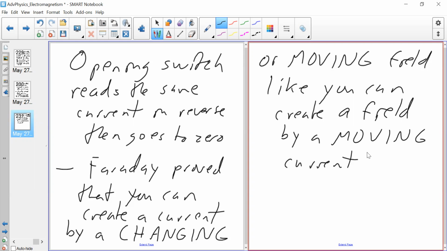So it must be the created field, the field that was created in the first place when you close the switch. Current through wire, field, open switch, field producing current. Hypothesis proven. Ran it however many times, whatever. Comes with this law of induction that a changing magnetic field does produce current, as shown in this simple setup.